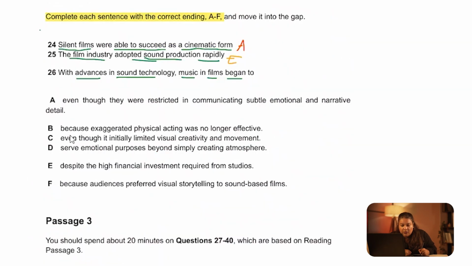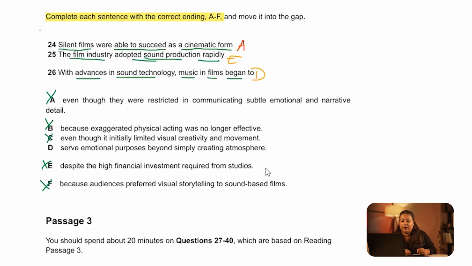A is already used because exaggerated physical acting was no longer effective. So we don't have anything talking about physical acting. We will eliminate this. This is already used. E is also already used. Even though it initially limited visual creativity, not really. Serve emotional purposes beyond simply creating atmosphere. And F says because audiences preferred visual. We do not have anything talking about audiences preferring visual storytelling, but it does talk about emotional purposes, and rather than simply imitating, it did create an atmosphere to serve emotional purpose. So answer to this question will be option D.